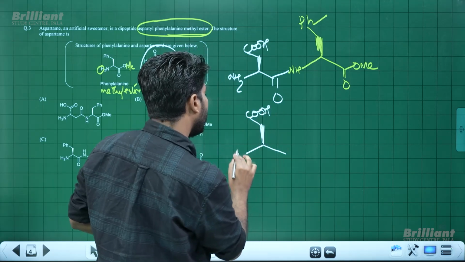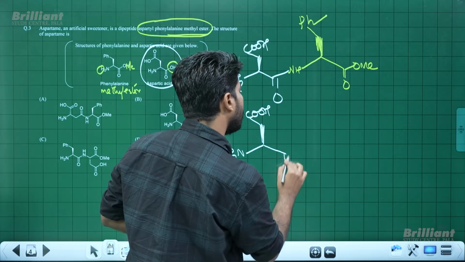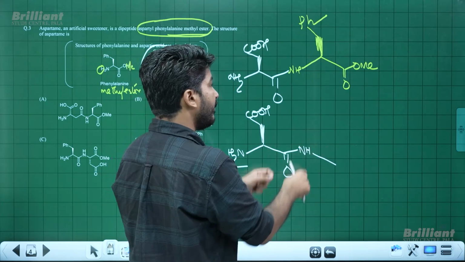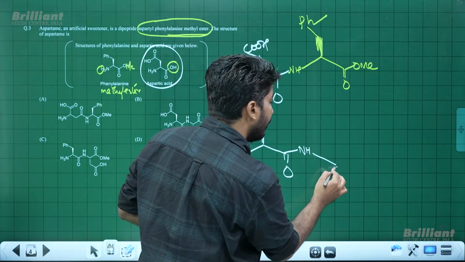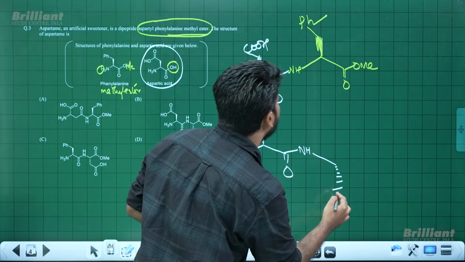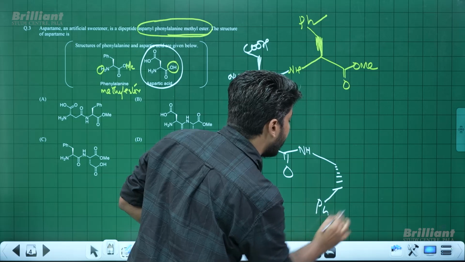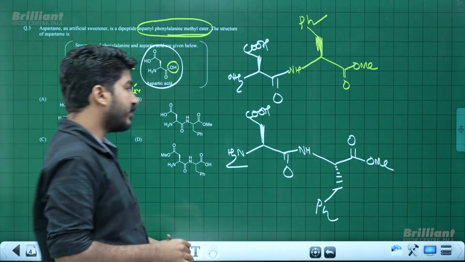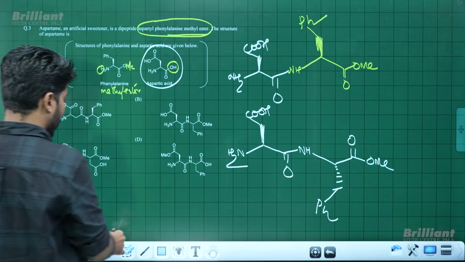So if you are drawing the same thing towards down, that is a conventional way, right, zigzag manner. So if you are drawing this bond towards down, then you know that this benzyl group will be on a dashed notation only, that way, right? So that will be our final structure of aspartame.